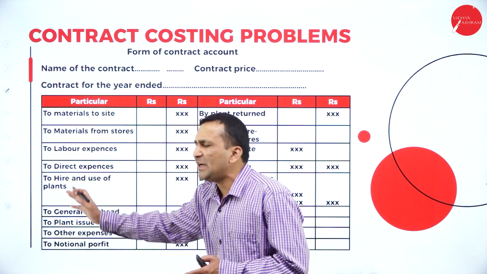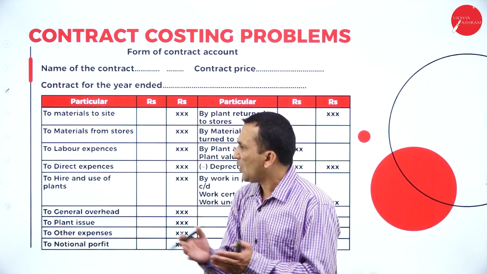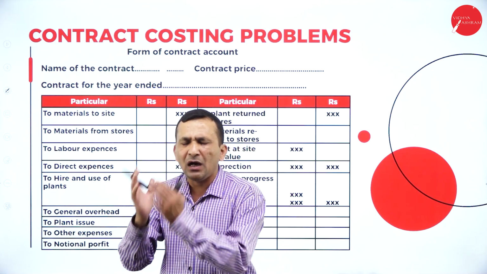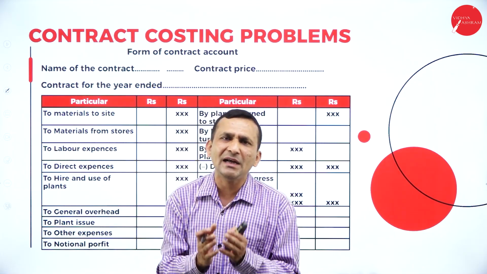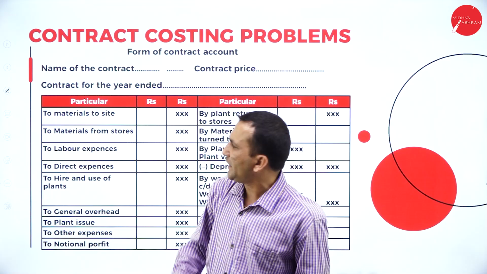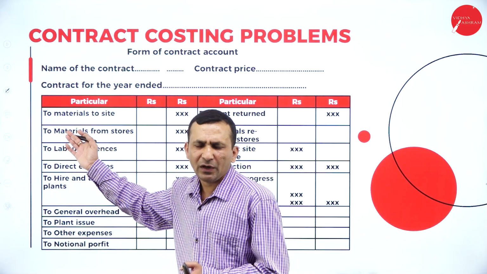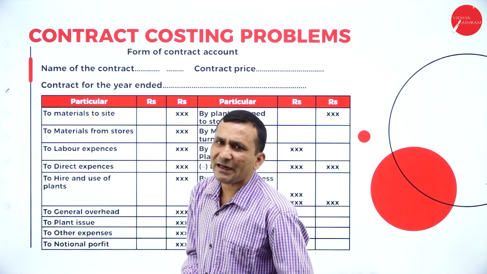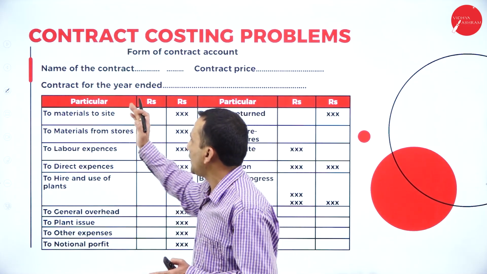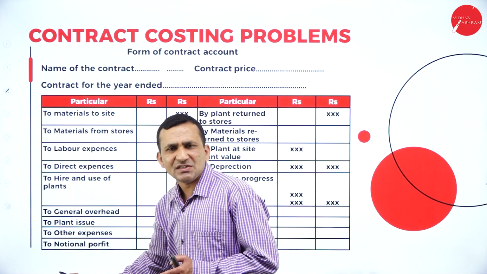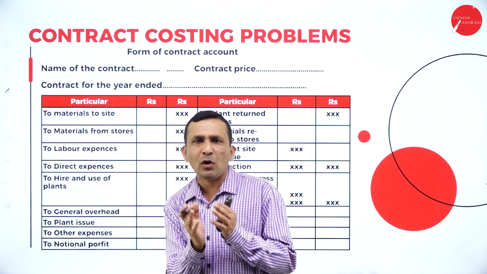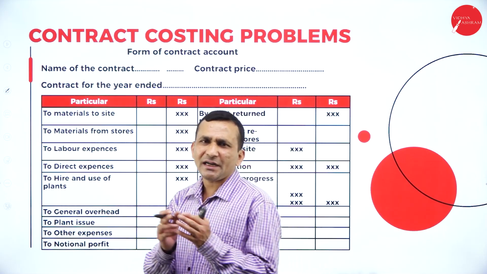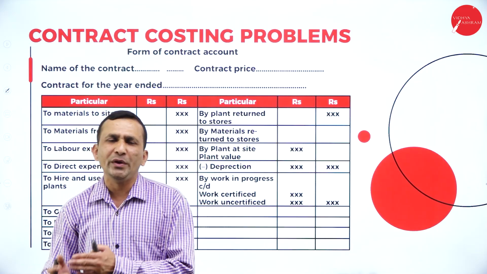So the debit side is always expense related. The contractor maintains a separate store, or sends the material, plant and machinery directly to the site, where the construction work is going on. So in the contract account, the debit side is completely expense related, because the contractor wants to know how much they have at the end of the contract, whether the contract is within 1 year, or 2 years, 3 years.